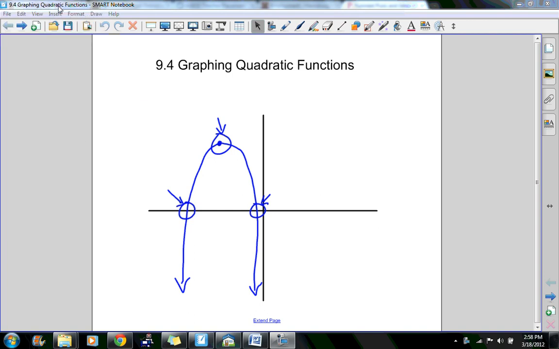Hey, Algebra, we're going to be working on section 9.4, which is graphing these quadratic or polynomial functions.